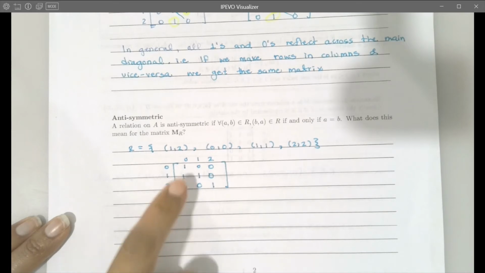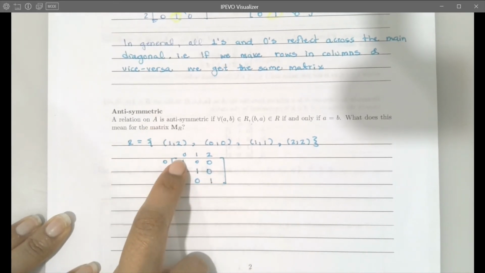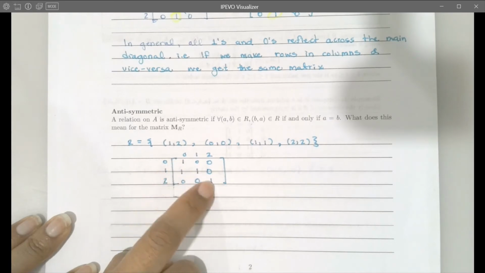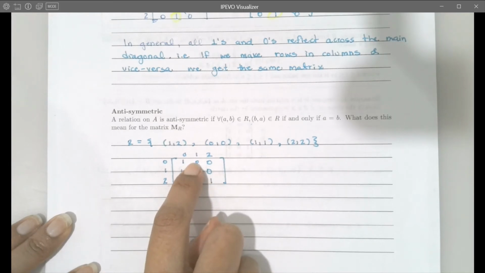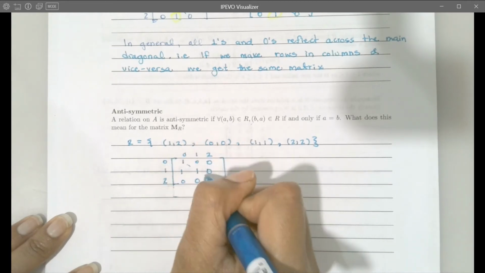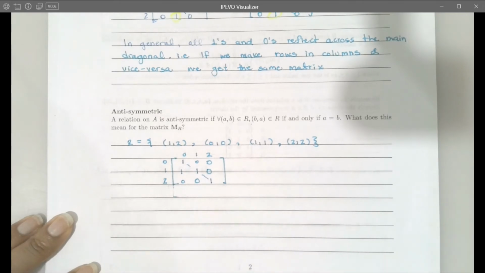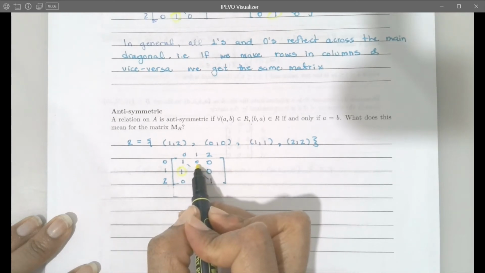Okay, so for the matrix, when you have an antisymmetric relation, it means that it's okay to have 1s along the diagonal, but then if you have a 1 at the ijth position, you can't have a 1 at the jith position. Okay, so if we use a diagonal, kind of like what we did earlier, as a mirror, now you should see the opposite symbol for a 1. If this is a 1, this cannot be a 1.